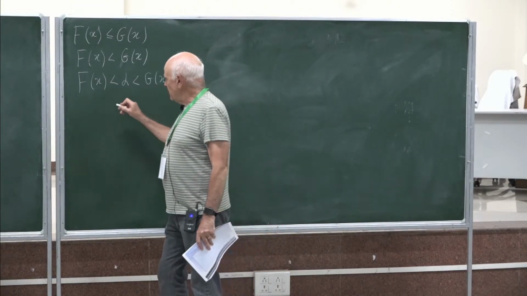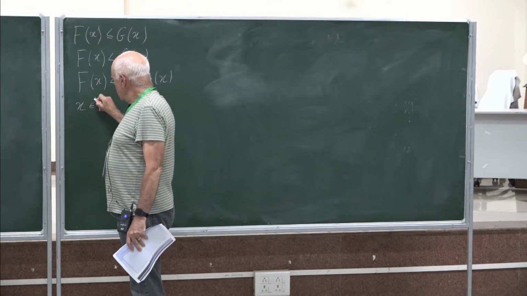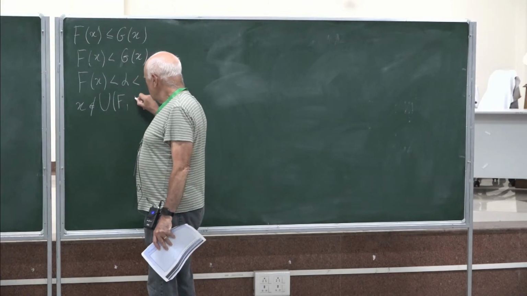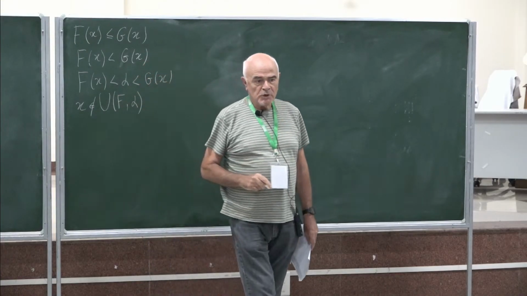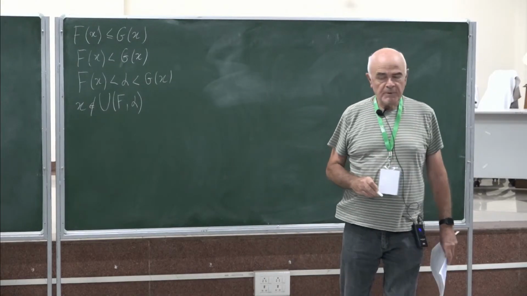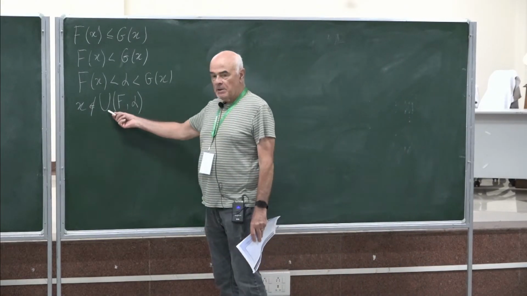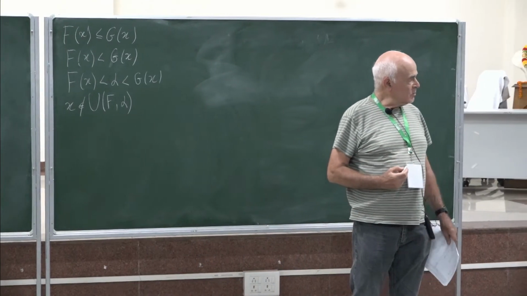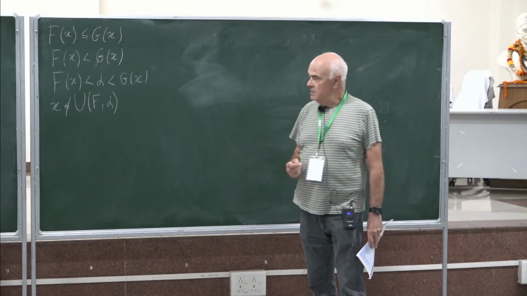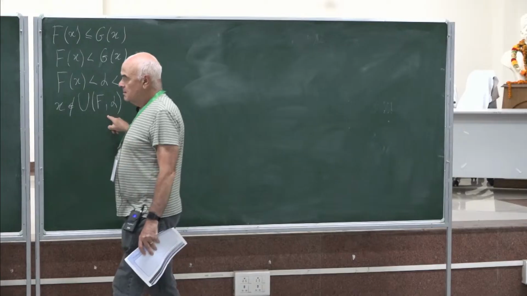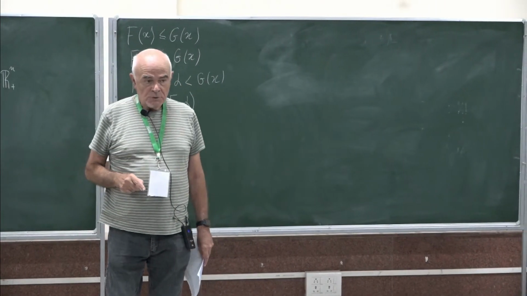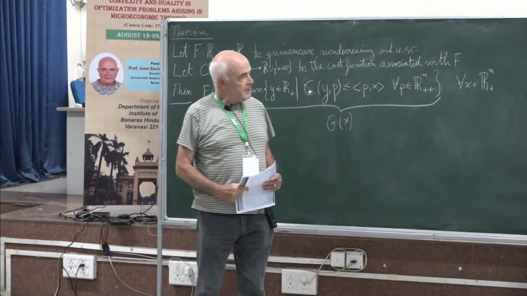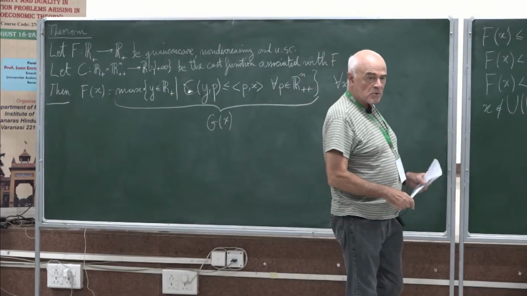This simply means that x does not belong to the upper level set of f corresponding to the level alpha, because this set is defined by f of x greater than or equal to alpha. And what do we know about this set? It's convex and closed. It's convex because our function is quasi-concave, and it's closed because our function is upper semi-continuous.